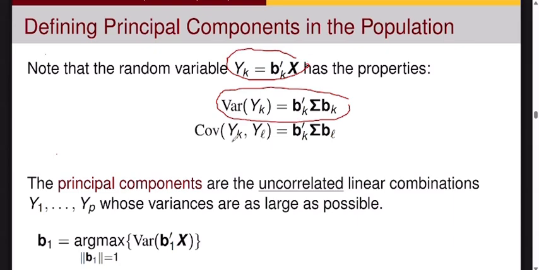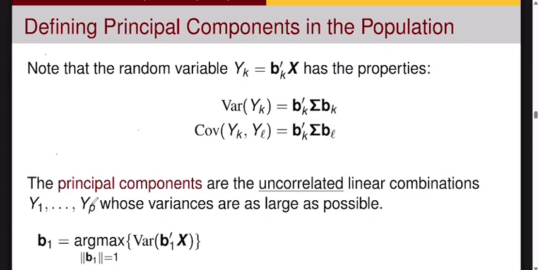If I have two different principal components, YK and YL, the covariance is this. If you check what we've done before under the matrix algebra of linear combination, we've done all of this. Now we're applying that to principal component analysis. We're going to be seeking the parameter values, the B1, that will enable us to have the maximum variance.